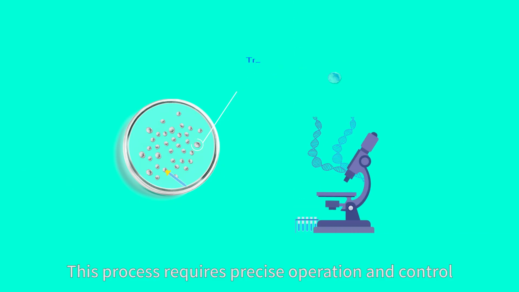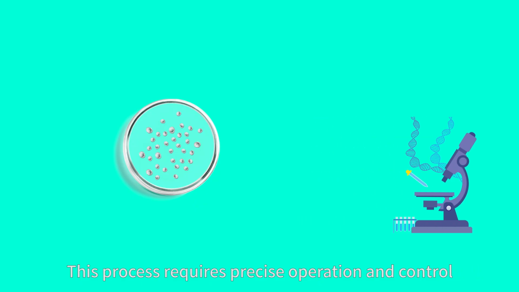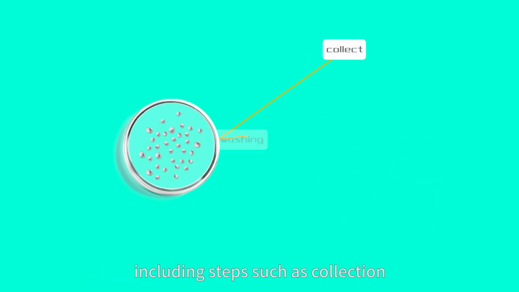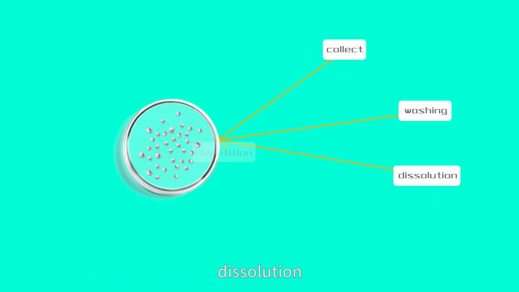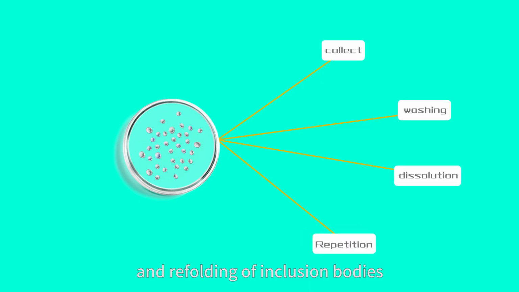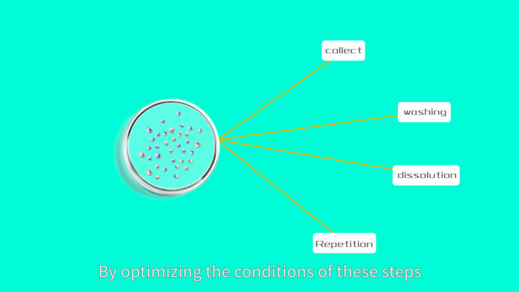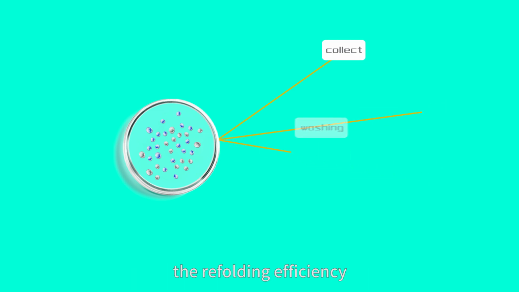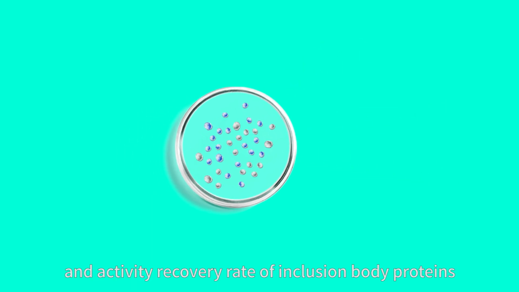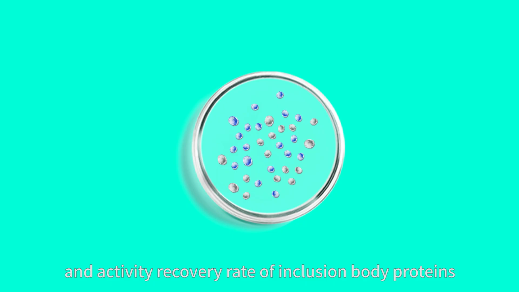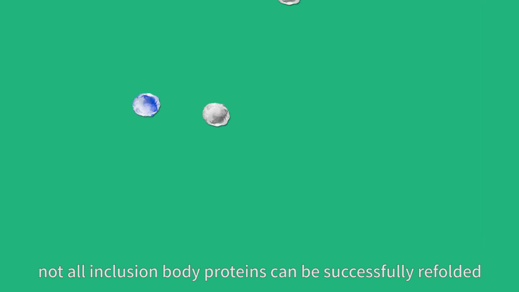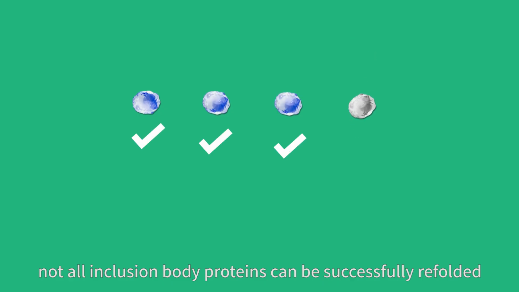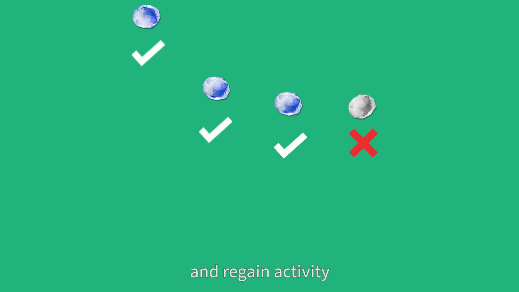This process requires precise operation and control, including steps such as collection, washing, dissolution, and refolding of inclusion bodies. By optimizing the conditions of these steps, the refolding efficiency and activity recovery rate of inclusion body proteins can be improved. However, not all inclusion body proteins can be successfully refolded and regain activity.